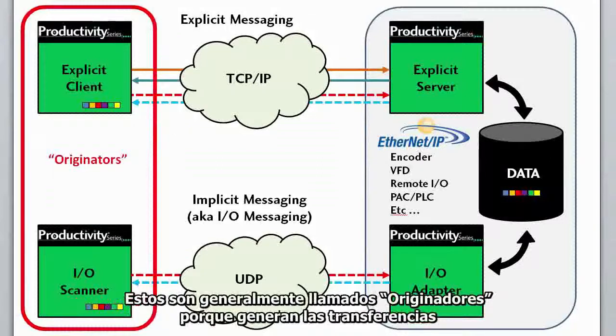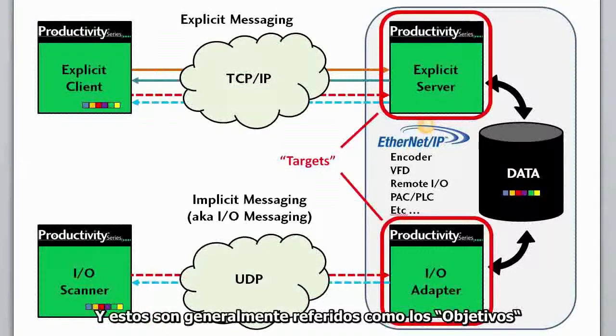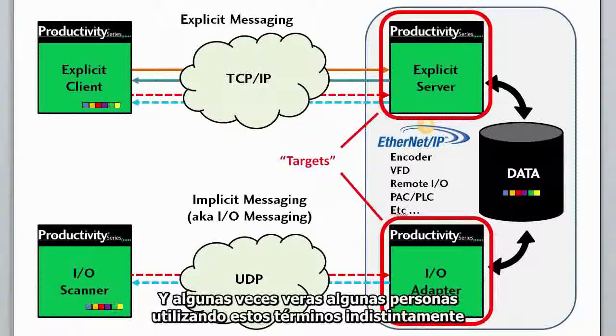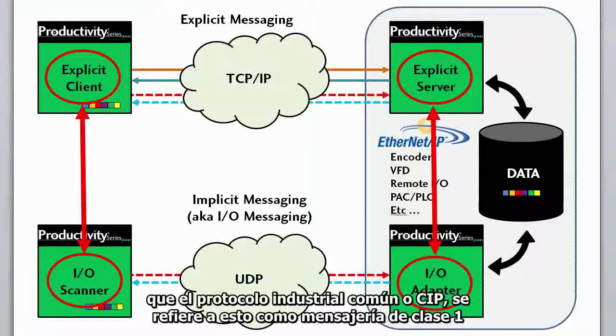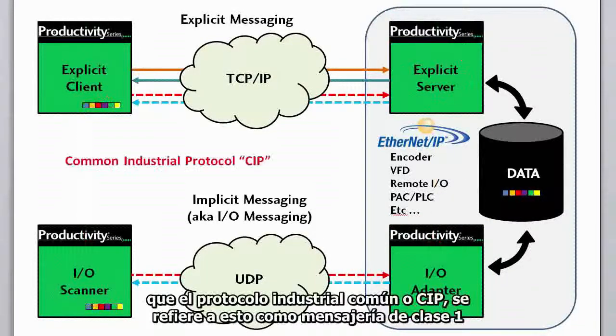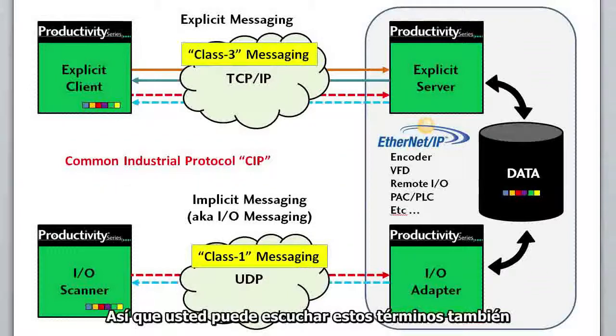A couple side notes. These are generically called originators because they originate the transfers, and these are generically referred to as targets. And sometimes you'll see folks use these terms interchangeably, so just be aware of that. The Common Industrial Protocol, or CIP, refers to this as Class 1 messaging and this as Class 3 messaging, so you may hear those terms used sometimes too.